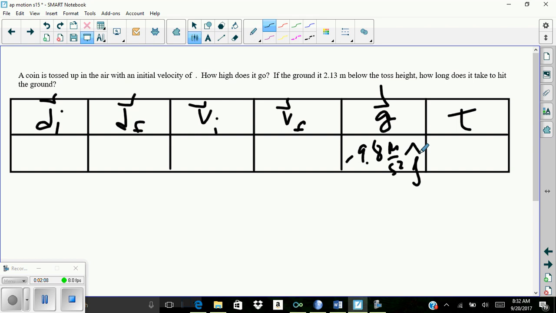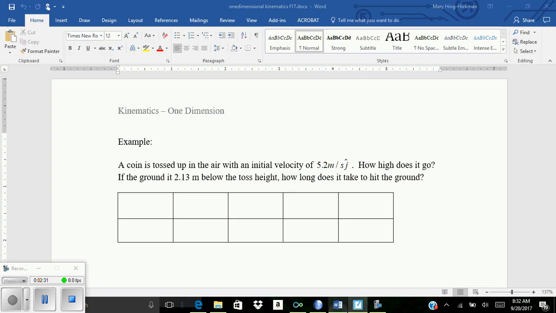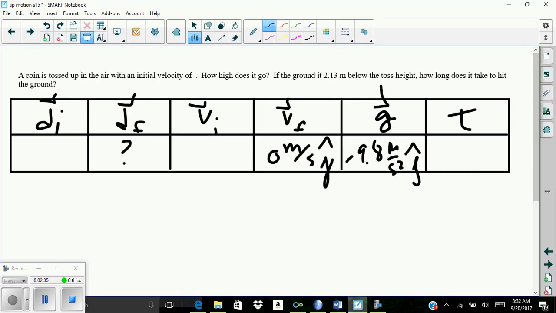First thing I want to know is how high does it go? Now, how fast is it going when it reaches its maximum height? Hopefully you said 0. It does stop when it reaches its maximum height. So I'm going to put in 0 meters per second here. Now, for the initial velocity, it's 5.2 meters per second j hat.